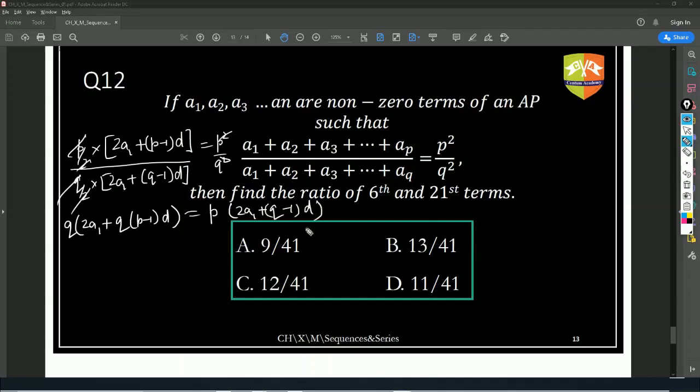So lots of terms are going to be cancelled. Okay, so this is 2A1Q plus Q square. What happened, Anish?